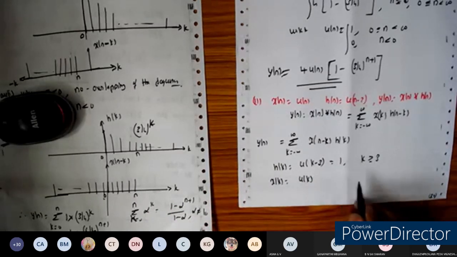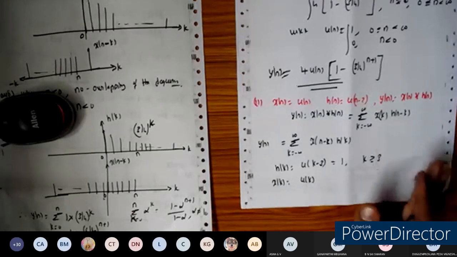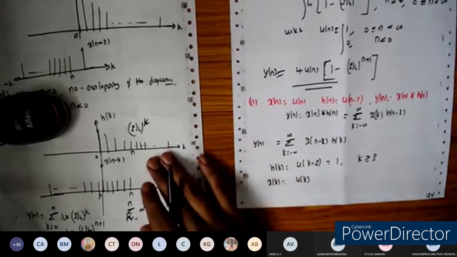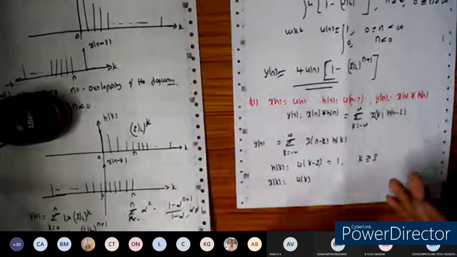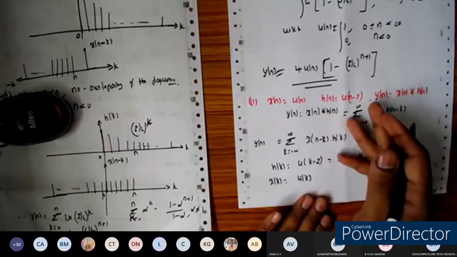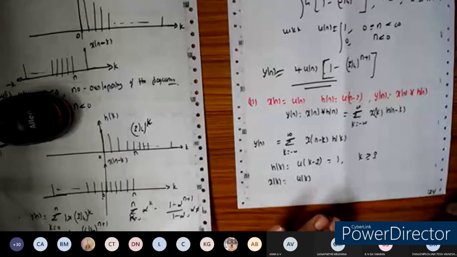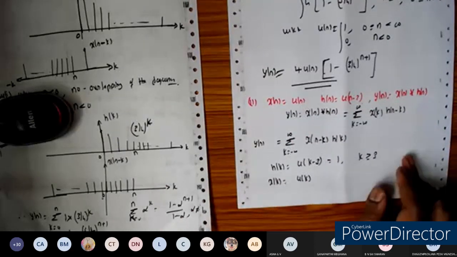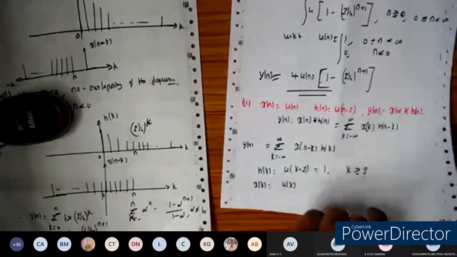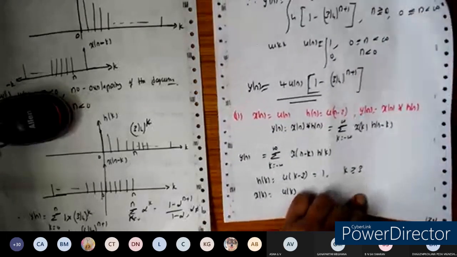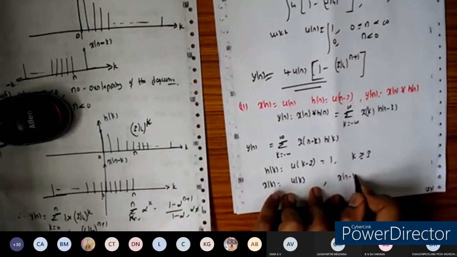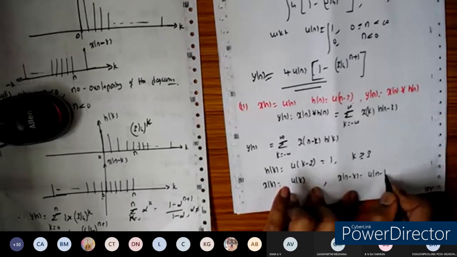In some textbooks the mathematical method is also given, but I feel the graphical method is okay. If you are comfortable with the graphical method, it will be easy for you to solve any kind of problem without the mathematical method. So I'll avoid that one for this reason. So x of k is equal to u of k. We want x of n minus k, that is nothing but u of n minus k.